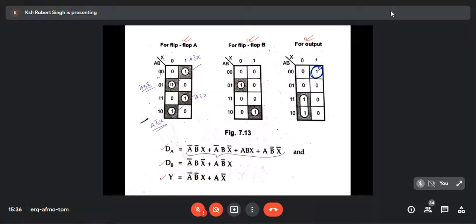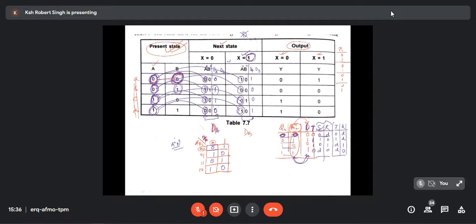Similarly, I should not waste time. Similarly for DB, like this. Can you understand? It's up to you, you have freedom. X is equal to 0, X is equal to 1.